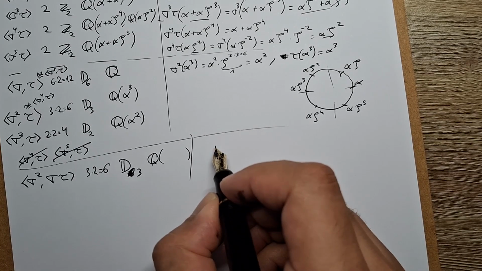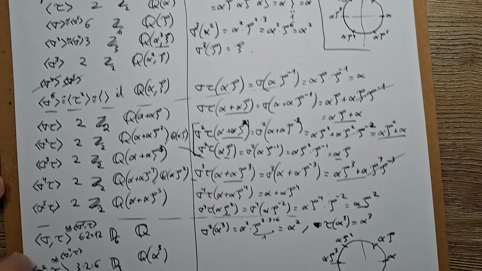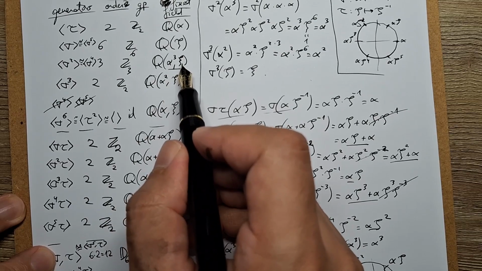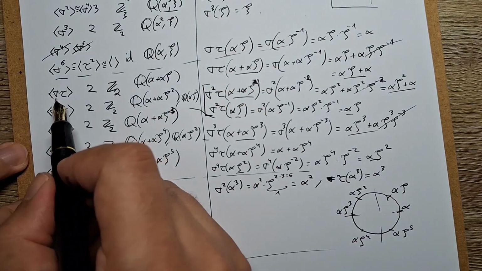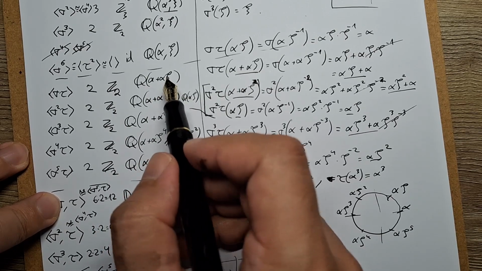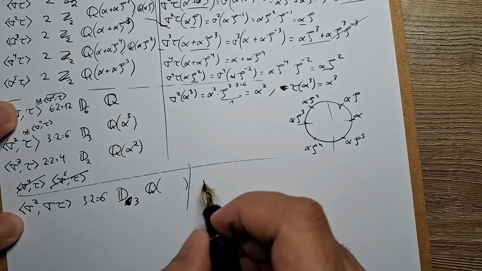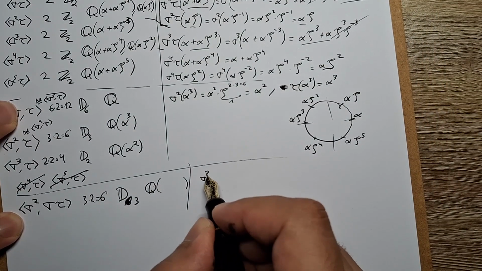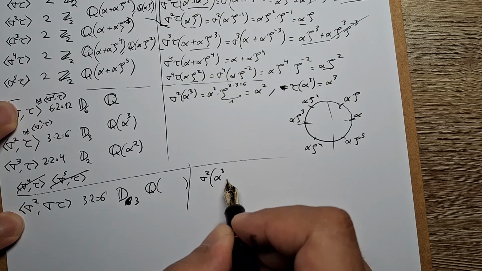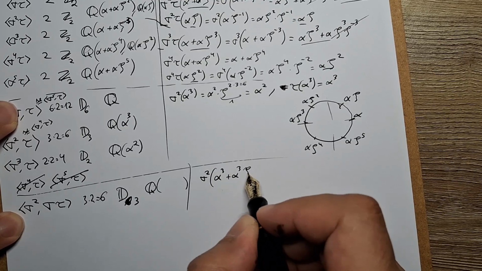Let's apply. So we know that the fixed field of sigma squared from earlier is alpha to the cube and also theta. And the fixed field of sigma tau is alpha plus alpha multiplied by theta. So we can combine this with this. Let's see how this goes. So let's find alpha to the power of 3 plus alpha to the power of 3 multiplied by theta.